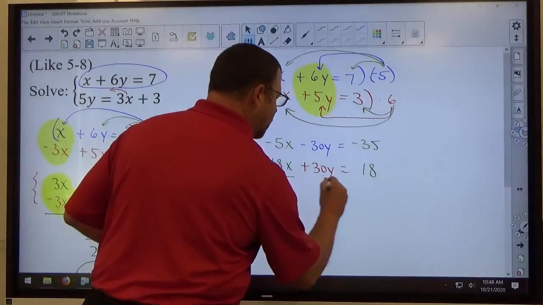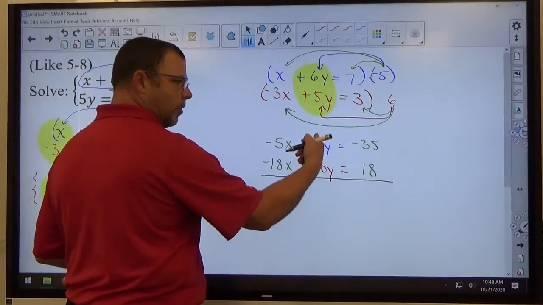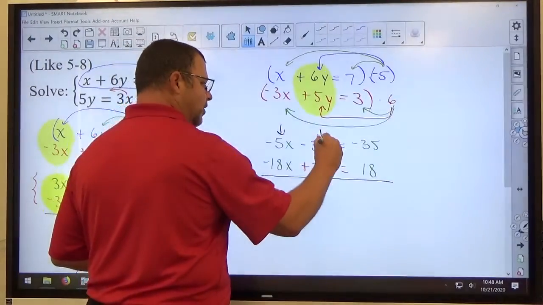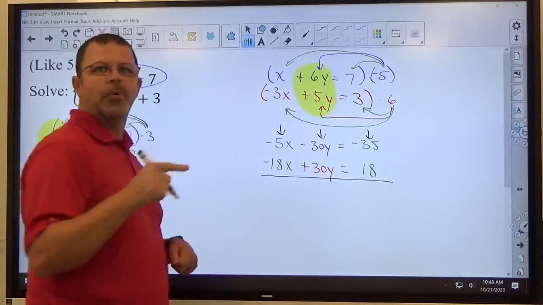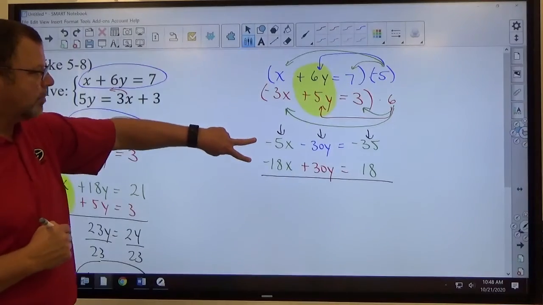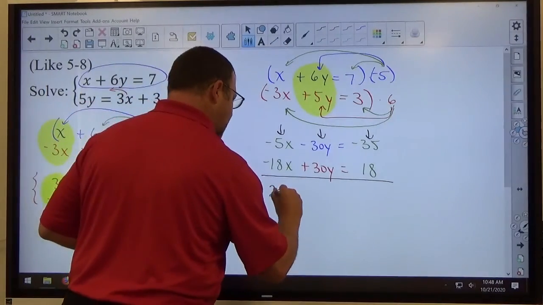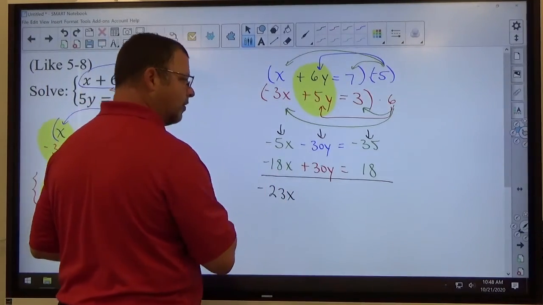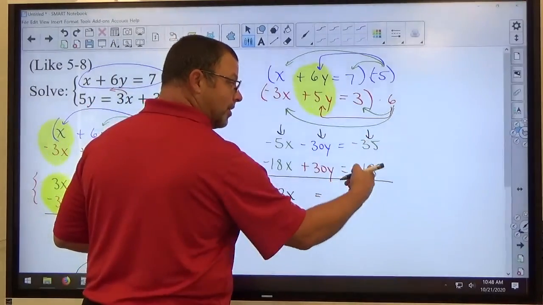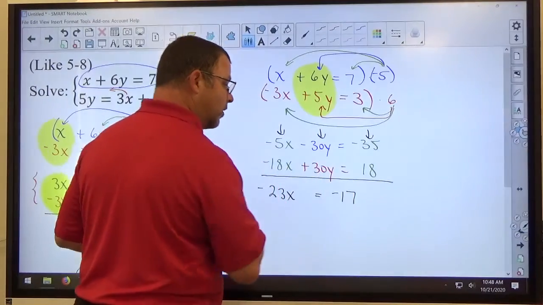Once I get the 30y, negative 30y, this column here, which is opposites, that's what I was looking for, I'm going to add these together, add these together, add these together, in the algebraic sense of the word add. I mean, they're going to add or subtract based on signs. These signs match, so I add 23x. 18 is bigger, so it's negative. These are opposites, they cancel. These are opposite signs, so I subtract, and 35 is bigger, so it's negative.